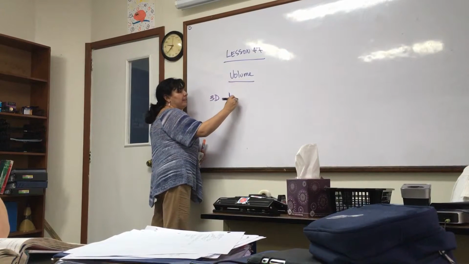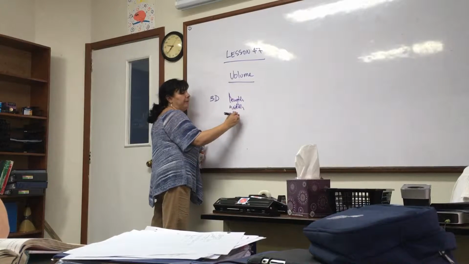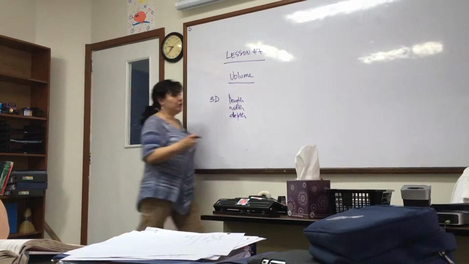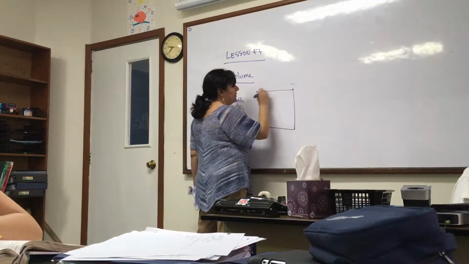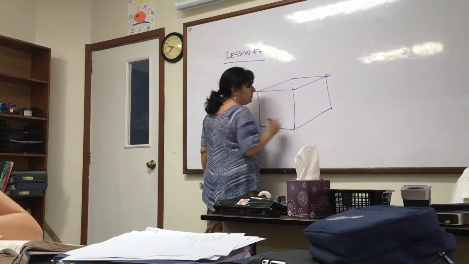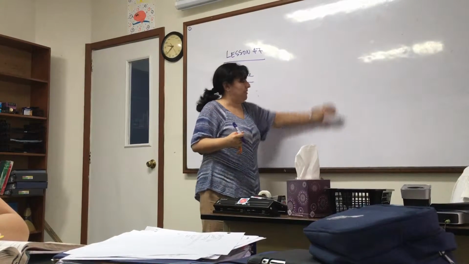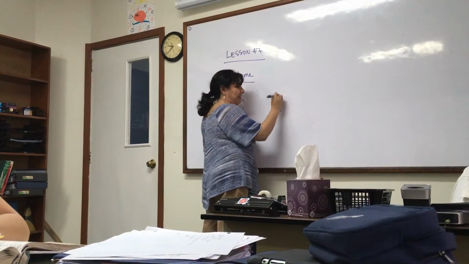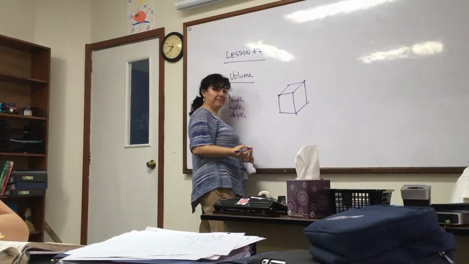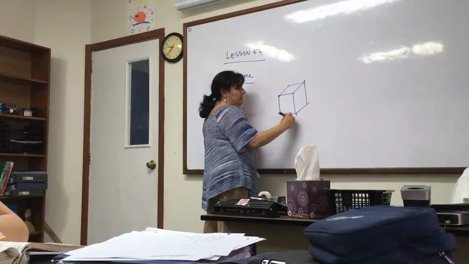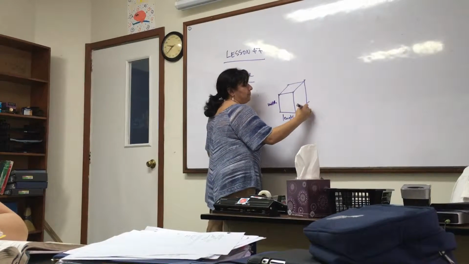which means you have length, width, and height, or depth. So you have length, width, but you also have depth. Let's do a nice drawing, shall we? Is that better? Right. The other one was length, width or height and depth.